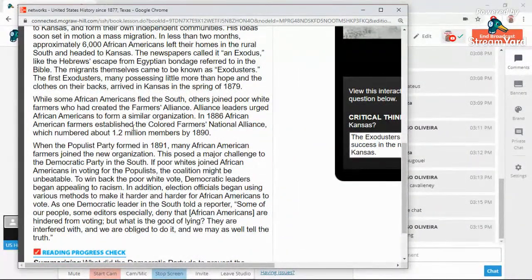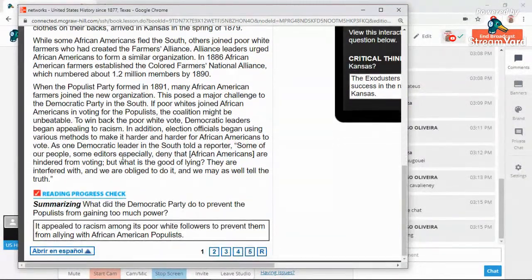Other black people just stayed in the South and joined poor white farmers with the Farmers Alliance, and they even asked blacks to form their own alliance, and they created the Colored Farmers National Alliance. And a lot of blacks joined this organization. If poor whites joined African Americans in voting for the populists, the coalition would be unbeatable. So the Democratic Party of the South, which was very racist, did not like this. So to win back the poor white vote, the Democrats began appealing to racism. And they started creating a lot of laws which were against blacks in the South.